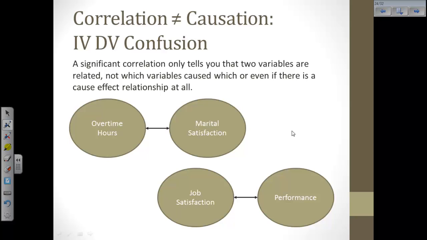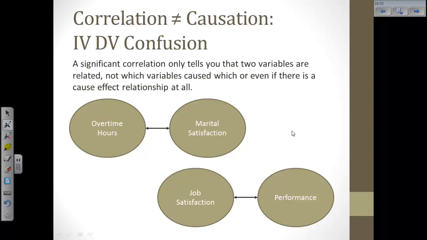Okay, so maybe those people, if there was a negative relationship there, maybe the people who are more satisfied with their marriage work less overtime hours because maybe they want to spend a lot more time with their spouse. Or maybe those who are less satisfied with their marriage work more overtime hours because they don't want to be home. They don't want to be around their spouse. So that would be an example of a positive relationship.